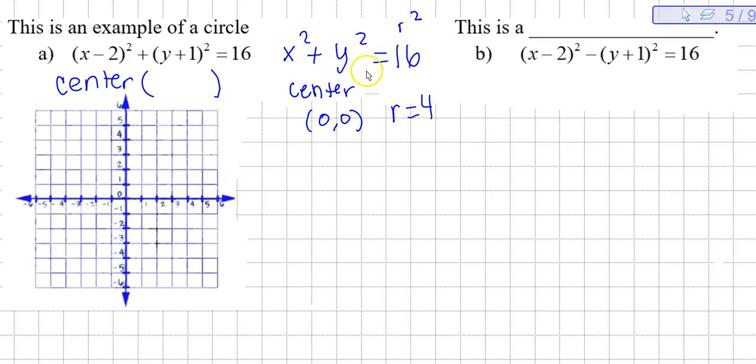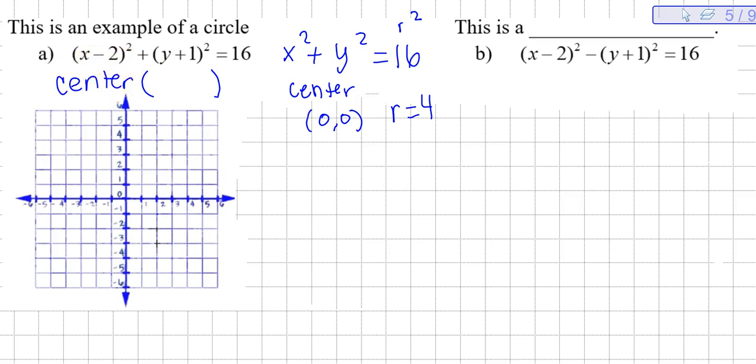Okay, so this equation right here has a center at 0, 0. It doesn't have any shifts. It's centered right in the middle, and it has a radius of 4. It'll go out 4, up 4, left 4, down 4. Okay. This equation is the same circle, same size. It's just been shifted. Moved, the center is in a new location.